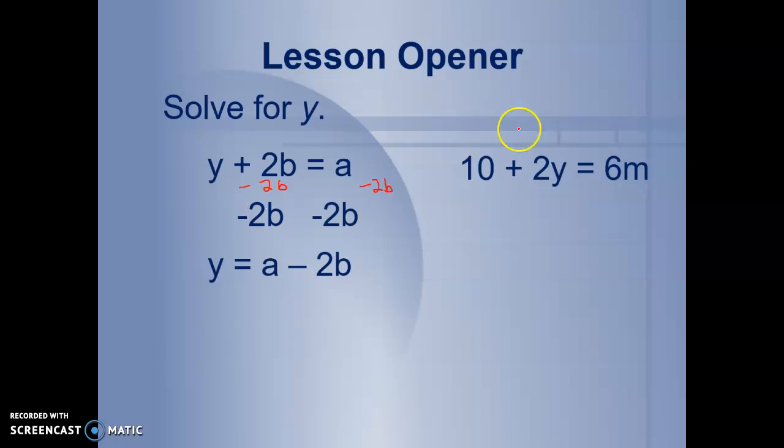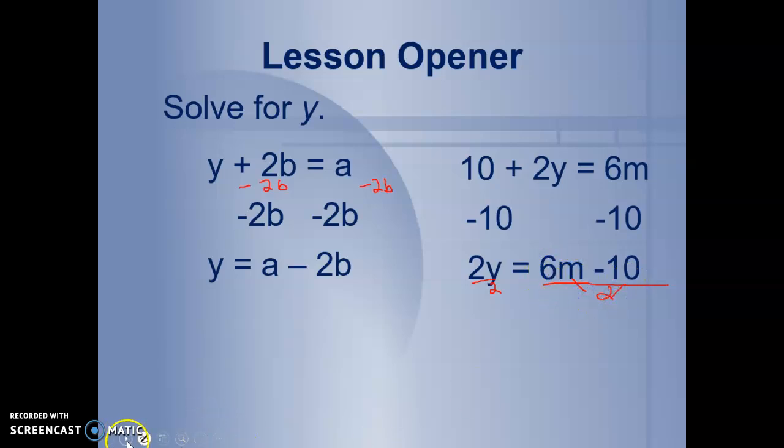On the right-hand equation here, y has 10 being added to it, and then it's also being multiplied by 2. So the first thing we want to do is get rid of the 10. So let's subtract 10 from both sides to get 2y equals 6m minus 10. And now we have to divide by 2. But whatever we do to the left side, we have to do to everything on the right side. So this gets divided by 2, and this gets divided by 2. And we end up with y equals 3m minus 5.